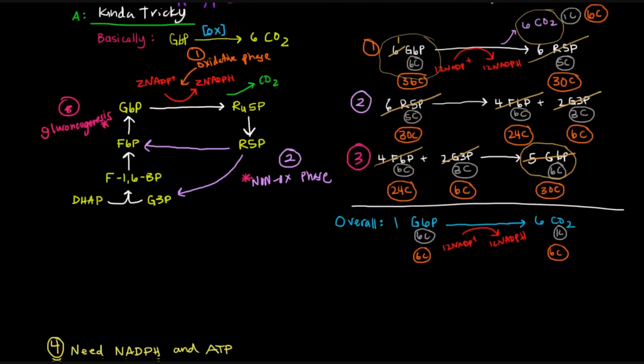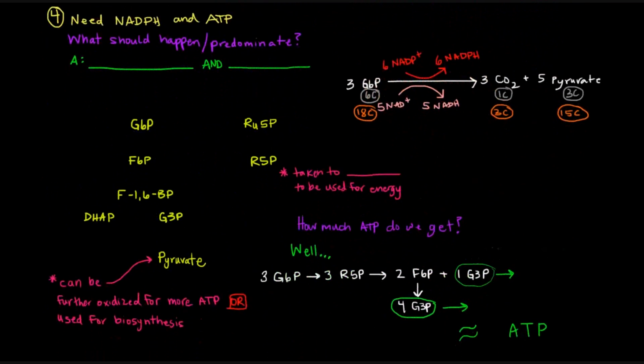The last scenario is if we need NADPH and ATP. So what should happen and predominate here? Okay, so we want to create NADPH and ATP. So we want the phase that creates NADPH, which is the oxidative phase, and the thing that creates ATP is, of course, glycolysis. So we want those two things to happen.